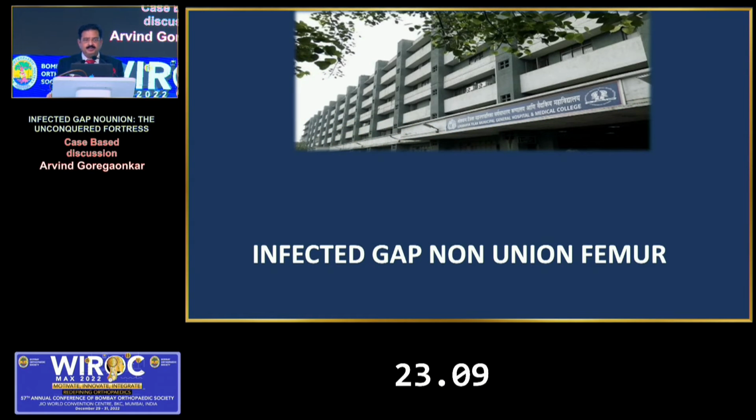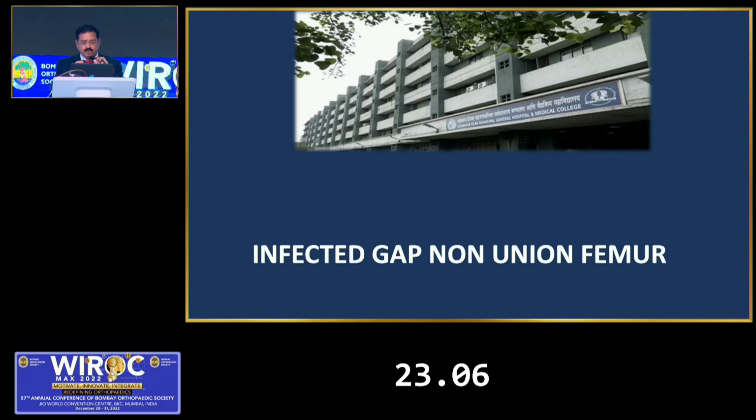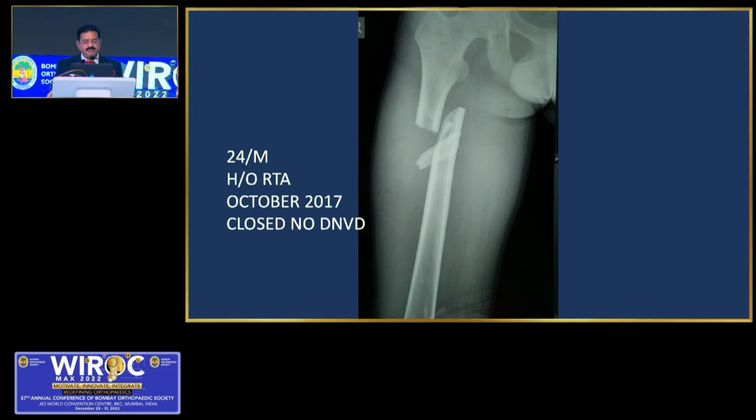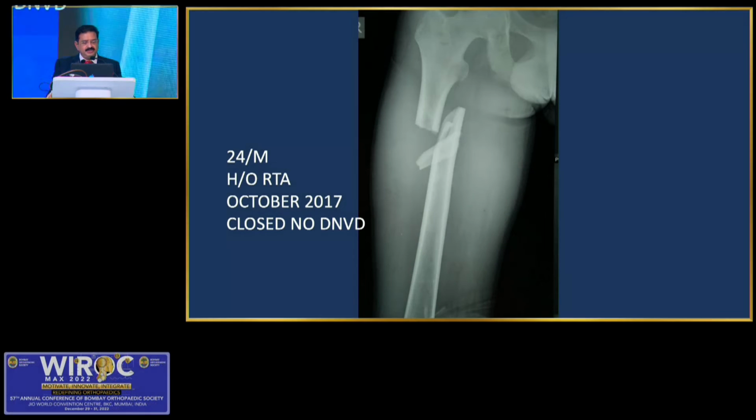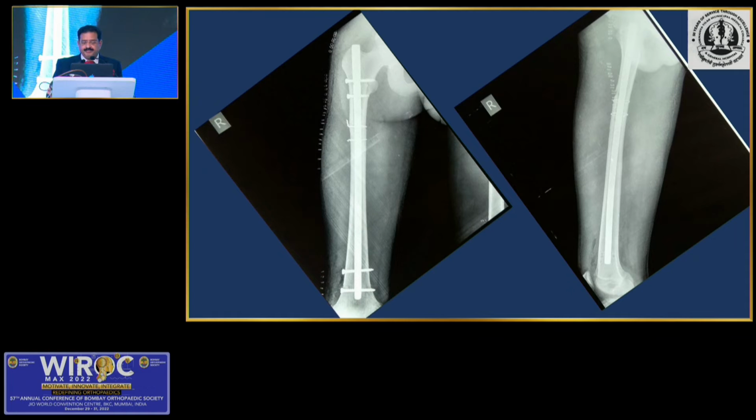The most important point in treating the infected gap non-union is to get the infection under control. Now, a simple fracture can land up in a very difficult situation, and see what happens. This was a patient, 24-year-old male, due to traffic accident. There was no compounding and there was no distal neurological deficit. Common operation, interlocking nail done.